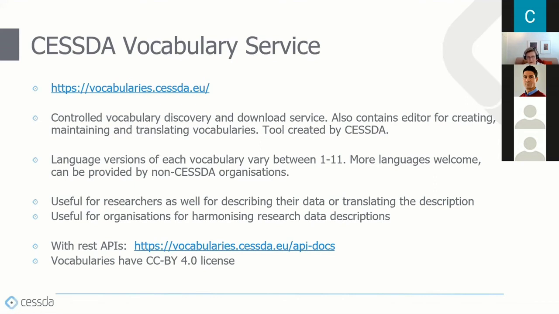So why I wanted to introduce this CESSDA vocabulary service is that it might also be useful for researchers. If they want to see how to describe their data, the methods of their data, it might be good to take a look. Or if they want to translate the methods into English, for example, from a national language, and they're not certain how to translate it, because these are available in many languages, that might help. And also, if you have an in-house data catalog for your organization, if you want to harmonize the data descriptions, these vocabularies are also useful. And there's also a REST API, and these vocabularies have an open CC BY license.